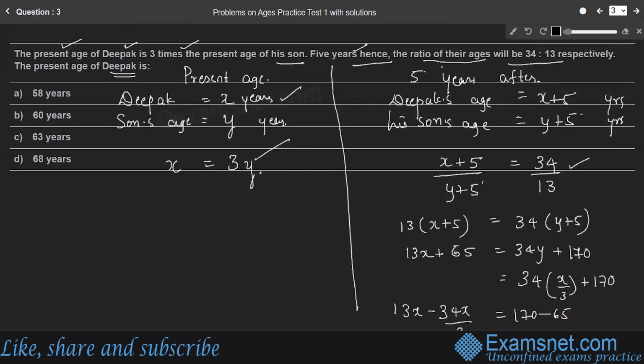X is nothing but the present age of Deepak, so Deepak is 63 years old. Option C is the right answer.